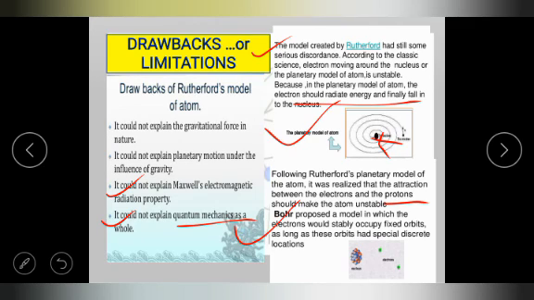And then one more scientist came, Bohr. Bohr proposed a model in which the electron would stably occupy fixed orbitals as long as these orbitals had special discrete locations. So dear students, nothing is new. J.J. Thomson's, Rutherford's and Bohr's models you have studied in 9th class also. Here we are studying in a little more detail.